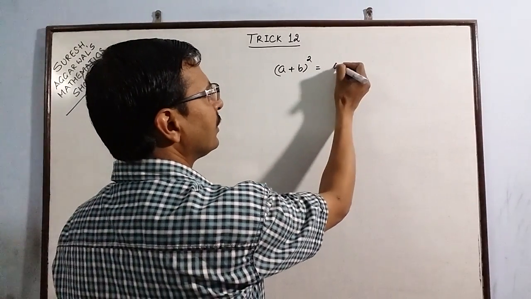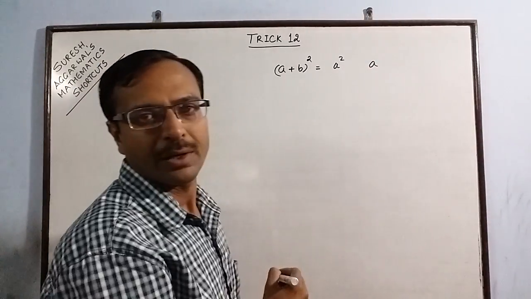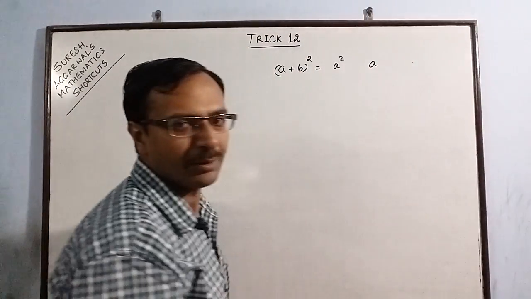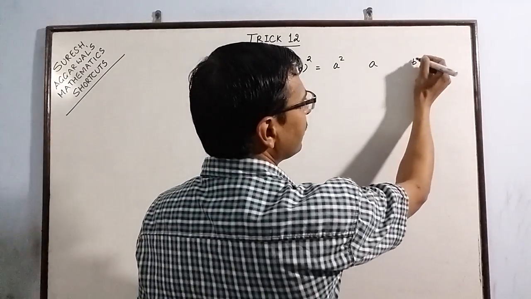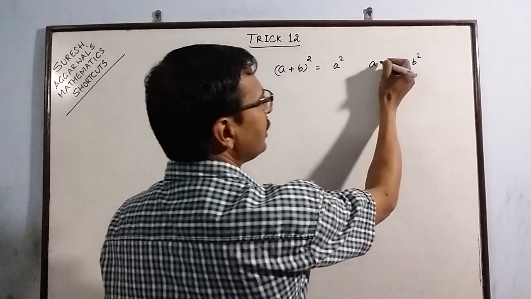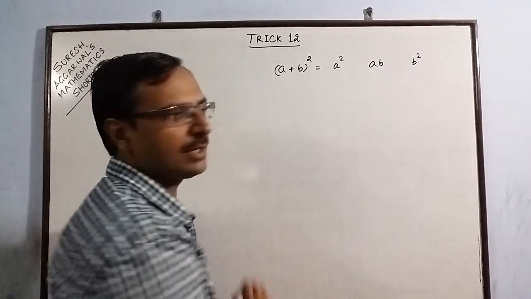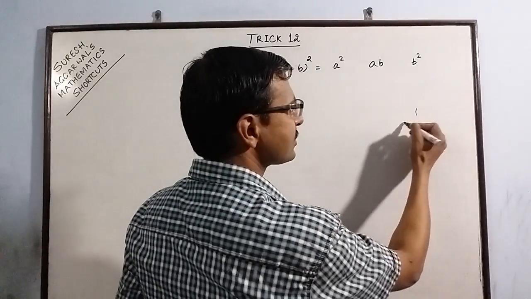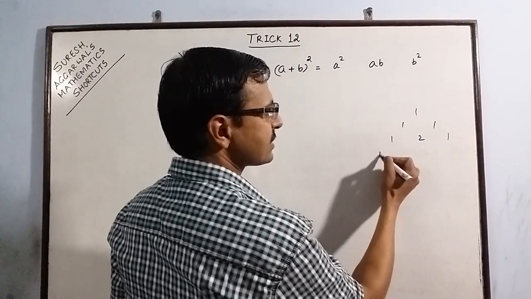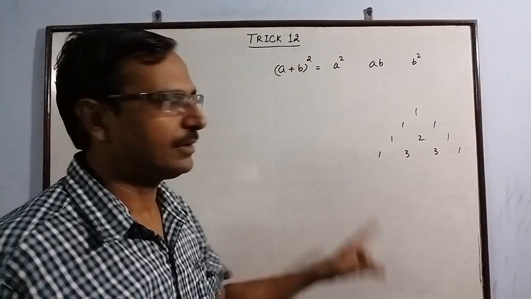a square, reduce the power of a, and in the third term there is no a. For b, we start from here, b square, reduce as we go towards left, and there will not be any b here. And for the coefficients, I told you that we use the Pascal's triangle. This was the Pascal's triangle which we dealt with in trick number 11.